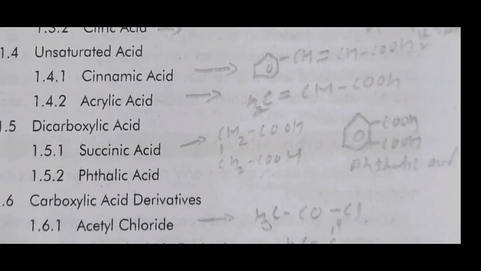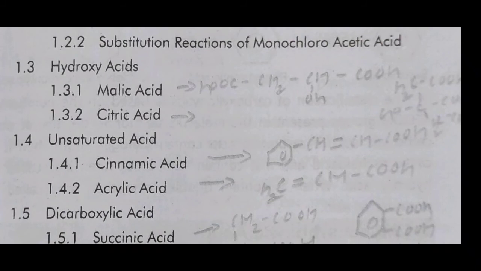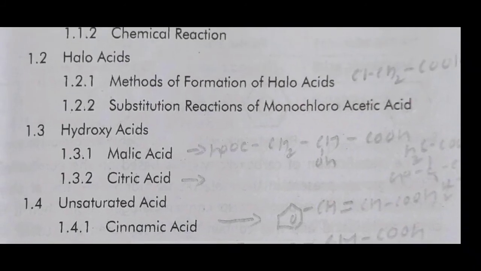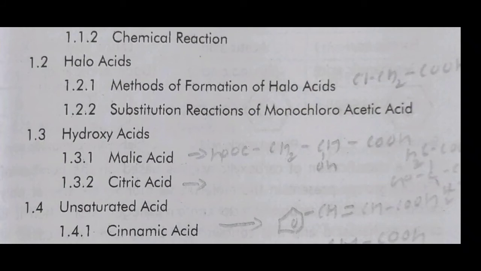Cinnamic acid and acrylic acid are examples of unsaturated acids. Malic acid and citric acid are examples of hydroxy acids. Halo acids means that one hydrogen atom of acetic acid is replaced by a halogen, or two hydrogen atoms, or three hydrogen atoms are replaced by halogens, forming halo acids. In halo acids we study monochloroacetic acid, CH2ClCOOH.